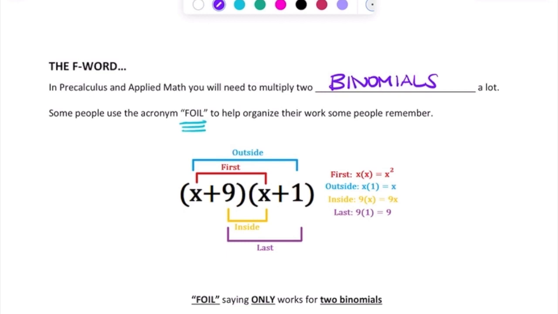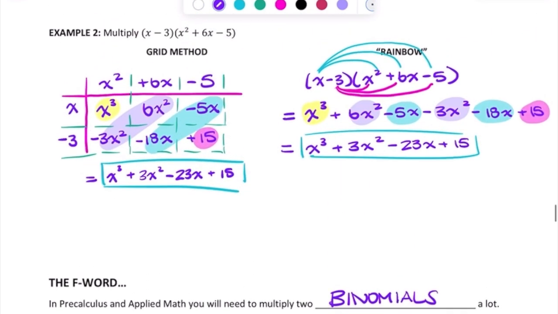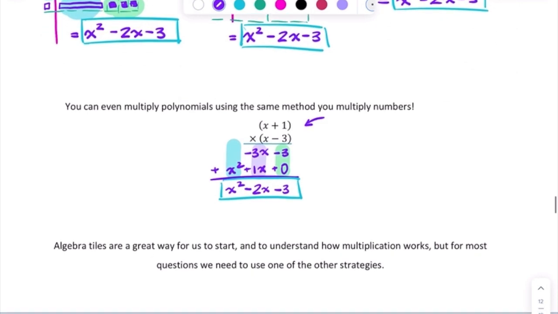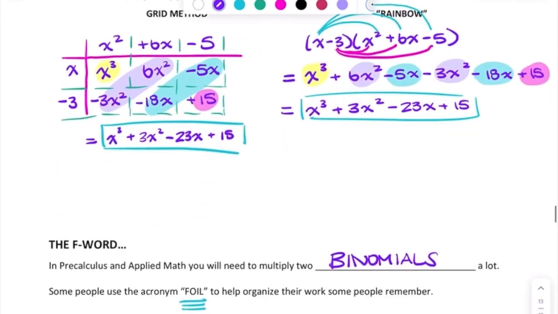So this works when I have two-term polynomials being multiplied by each other, but it does not work if I have a binomial by a trinomial or two trinomials together like we did in this last example. FOIL would not work here because we don't have two binomials. FOIL would work here because I do have two binomials.